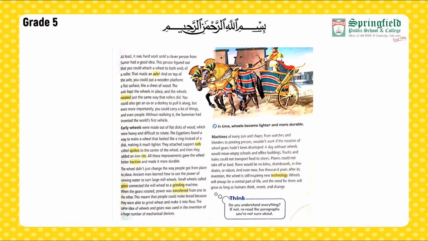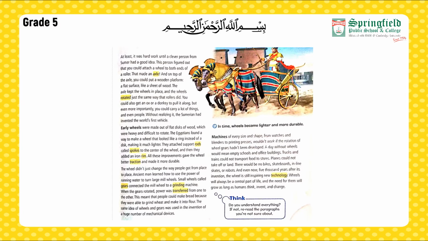Early wheels were made out of flat discs of wood, which was heavy and difficult to rotate. The Egyptian came up with the idea of ring instead of disc, which was much lighter. They attached support rods called spokes to the center of the wheel as added iron rim. All these improvements made the wheels easy to use and durable as well.